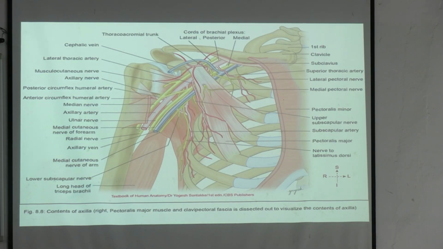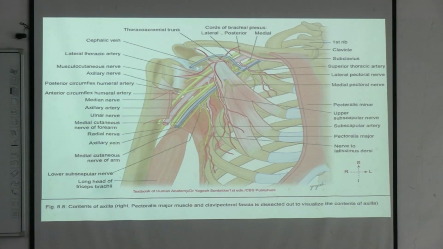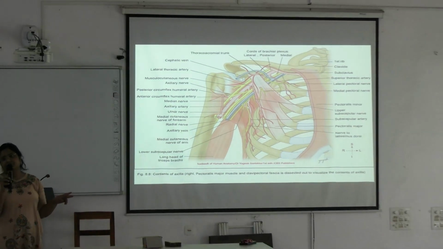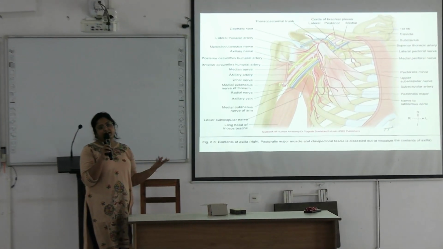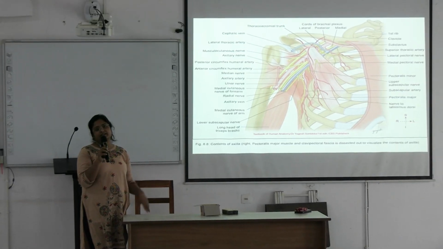Median nerve is formed by joining of two roots, medial root and lateral root, and after formation it will lie lateral to the axillary artery.